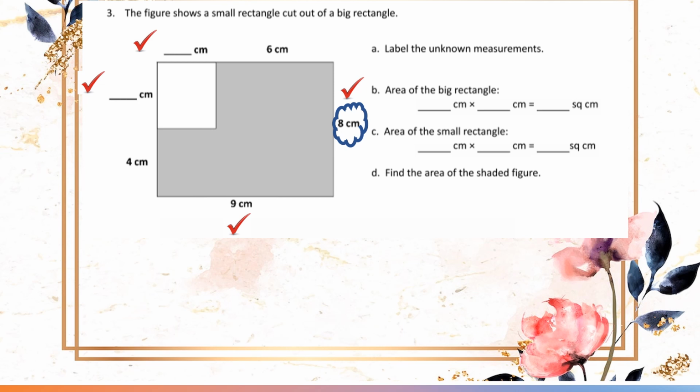Okay, let's take a look at number 3. Number 3 says the figure shows a small rectangle cut out of a big rectangle. All right, now letter A says to label the unknown measurements. Okay, well, let's go ahead and get that done first. See a lot of check marks on the screen because these are the areas that you need to pay attention to.